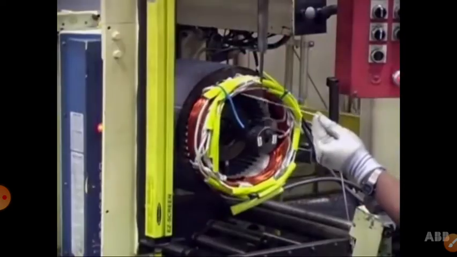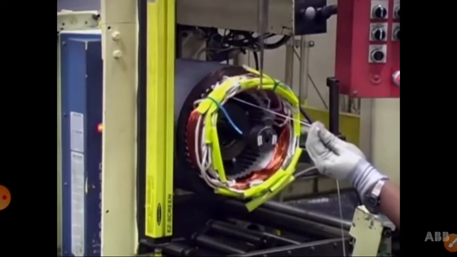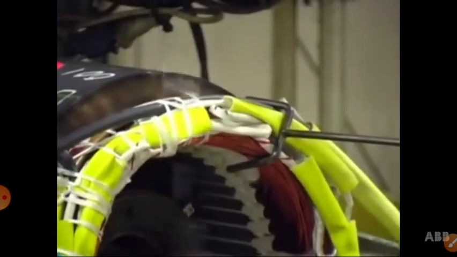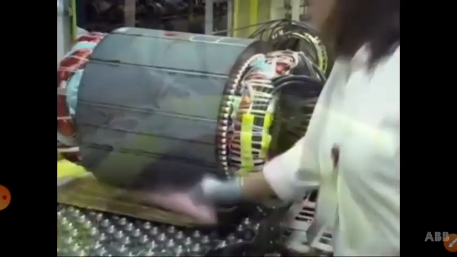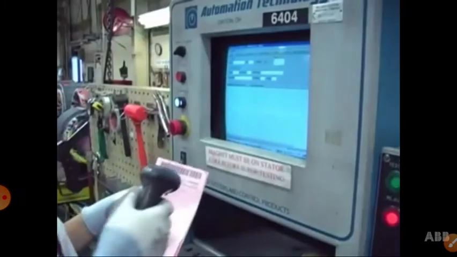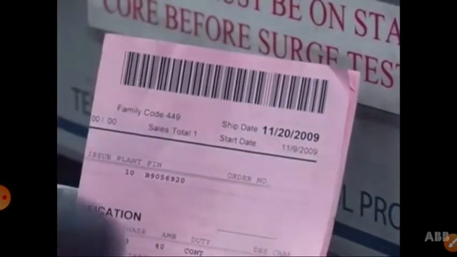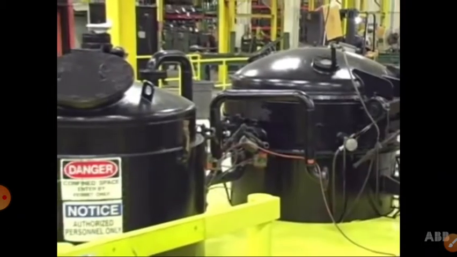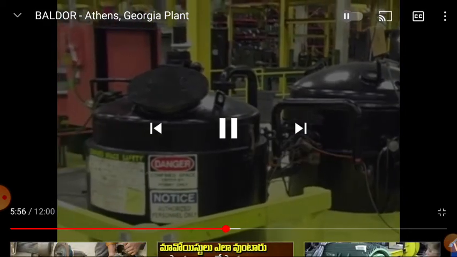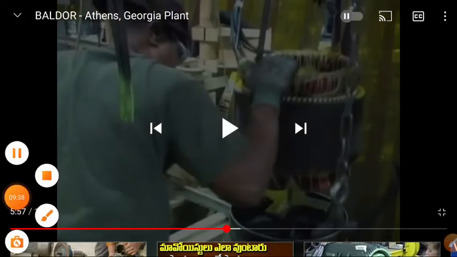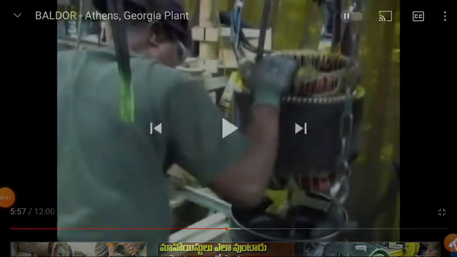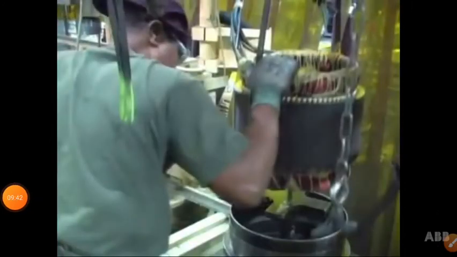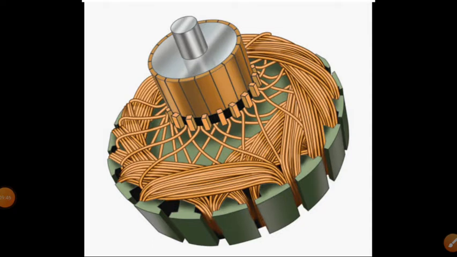You can see everything is automatic. So these automatic machines are run by our electrical machines. Okay, let us see how these windings take place in our industry. How this fan is wound with windings.